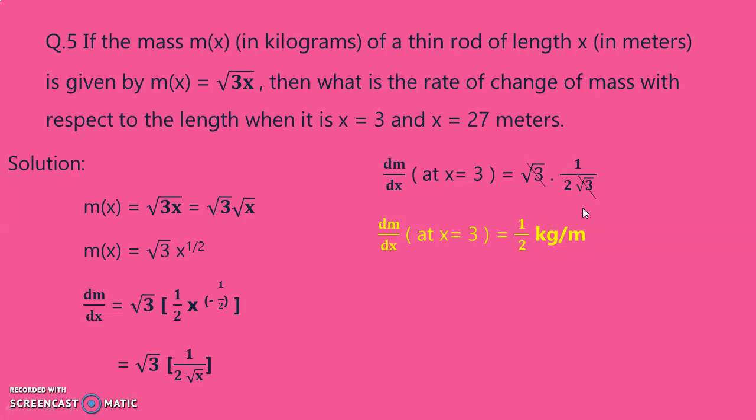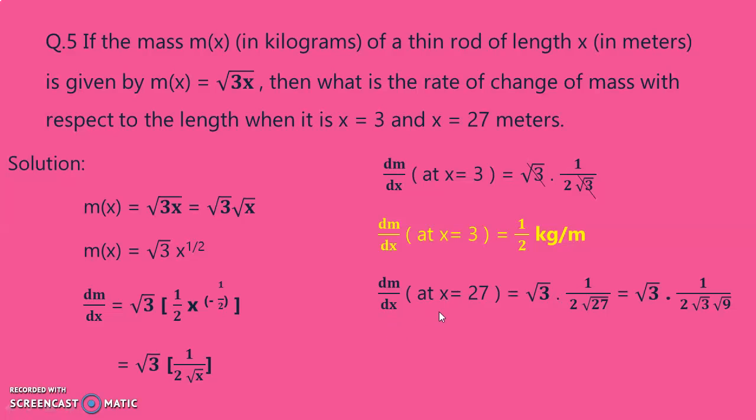So, the unit of this dm by dx is mass divided by length. The unit of mass is kilogram and unit of length is meter. Therefore, 1 by 2 kilogram by meter. Okay. So, dm by dx at x is equal to 3 will be equal to 1 by 2 kilogram by meter. And likewise, we can find dm by dx at x equal to 27 also.